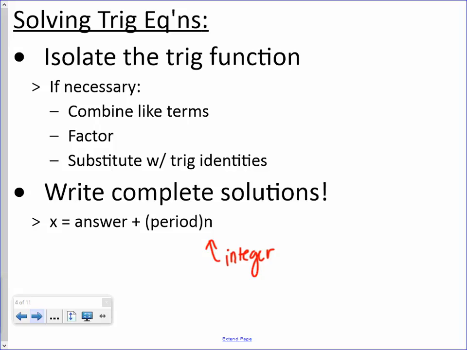Now, if the directions specify that your angle solution should be between 0 and 2 pi, would you write your answer like this? No, because then you would be including things outside of that range. So read the directions and give the appropriate answer based on what it's asking. Okay, so now we'll do some examples.